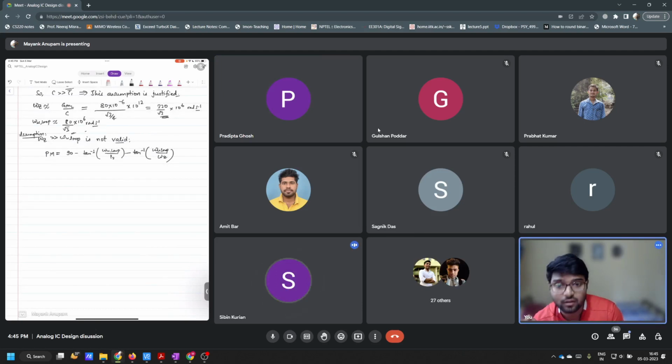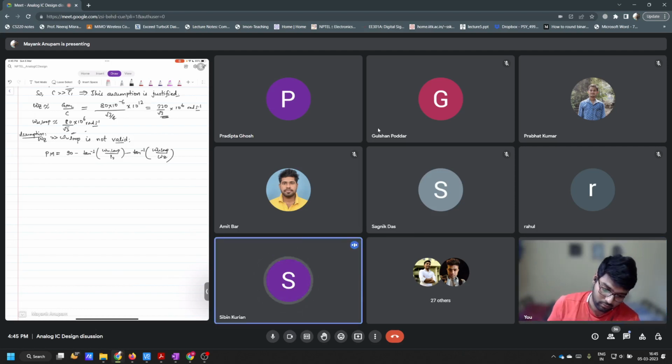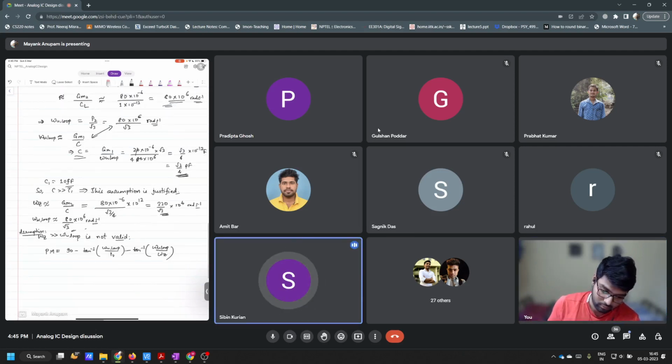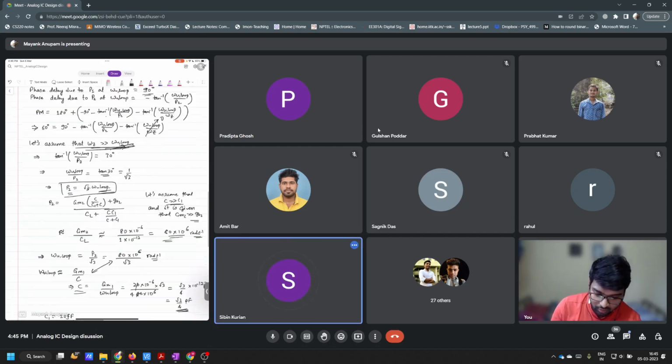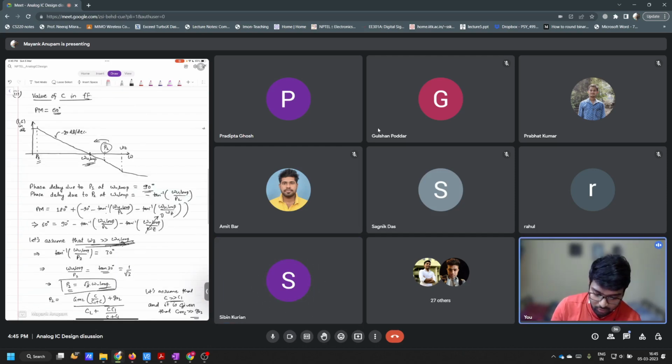Just one doubt. Since it's given that the opamp is never compensated for a phase of 3, is it safe to assume that P2 and Z1 are always beyond omega u? Yeah, it is. It is beyond omega u, right? Yeah, right.